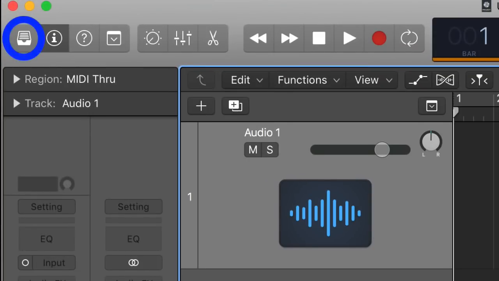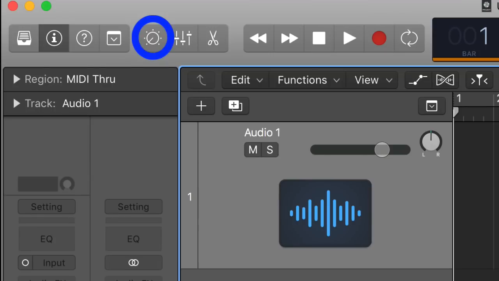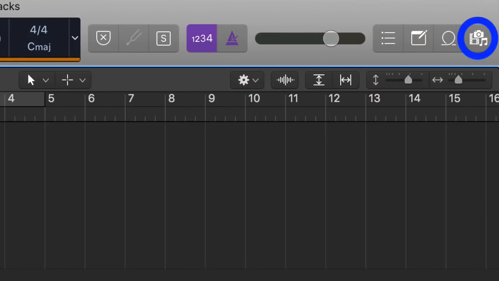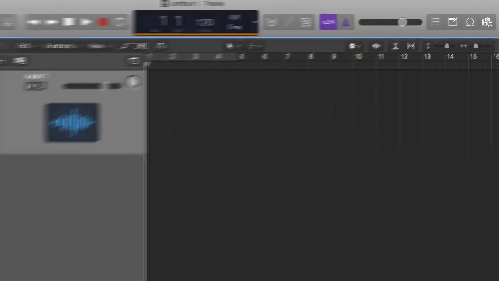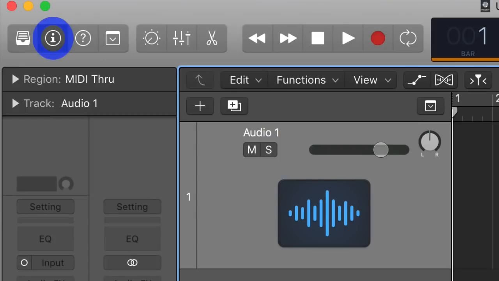What Logic icon is this? What Logic icon is this? What Logic icon is this? Which Logic icon is this? What Logic icon is this? Which Logic icon is this?